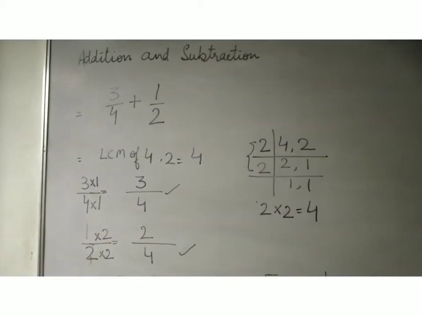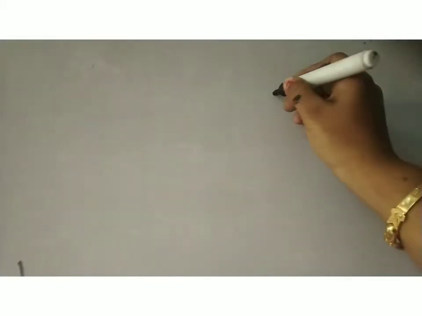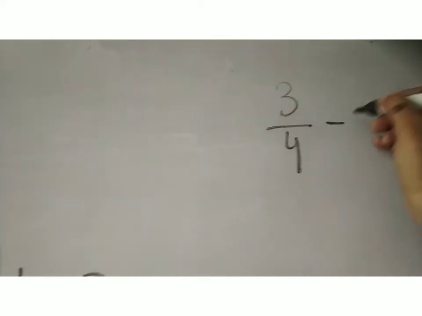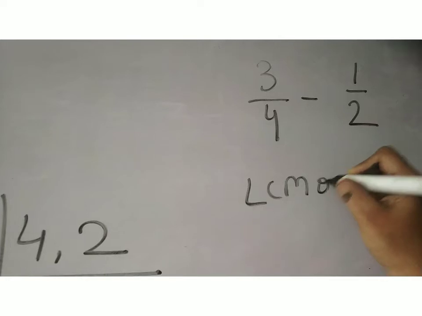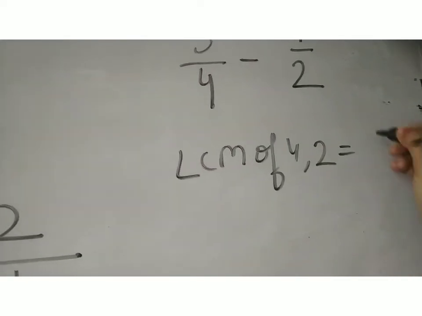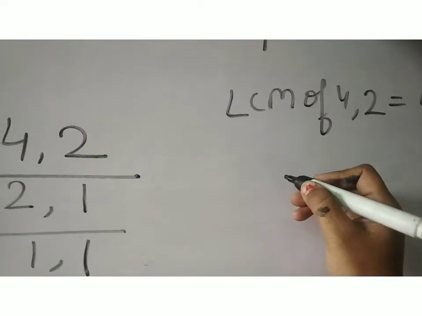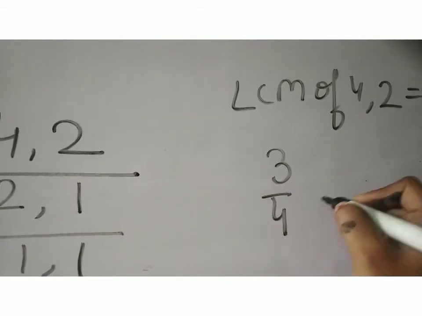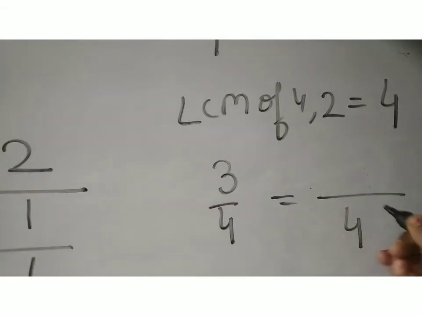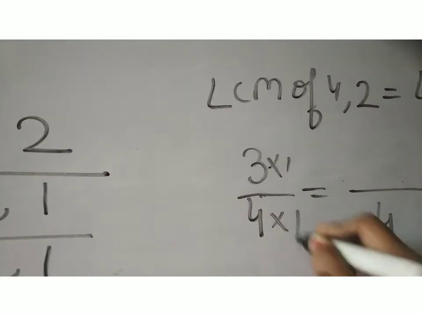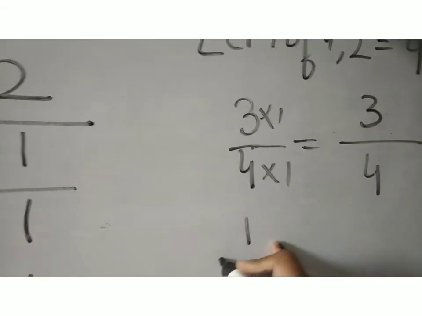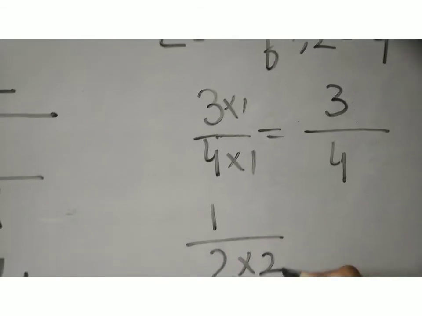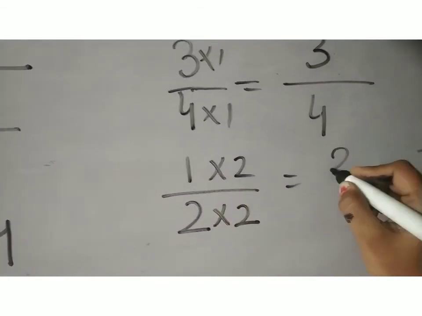Now we will see its subtraction. By the same method we will do this. 3 upon 4 minus 1 upon 2. The LCM of 4 and 2 will be 4 itself. So I have to make 3 upon 4 equal to, denominator will be the same 4, so I get 3 upon 4, and 1 upon 2, so I have to multiply it by 2, so I get 2 upon 4.